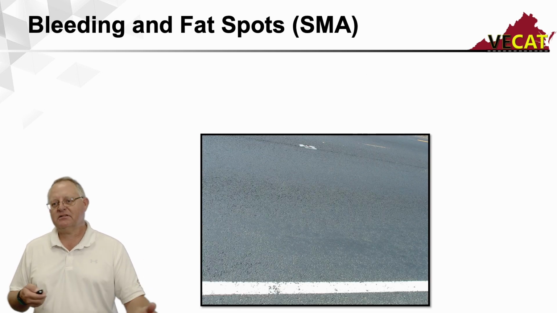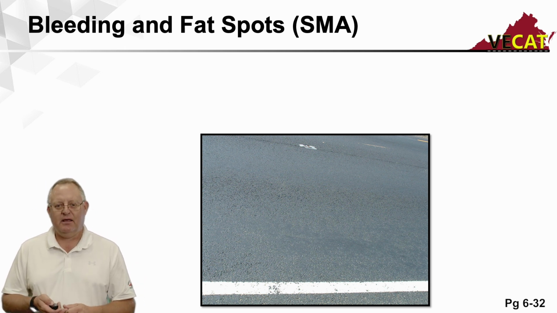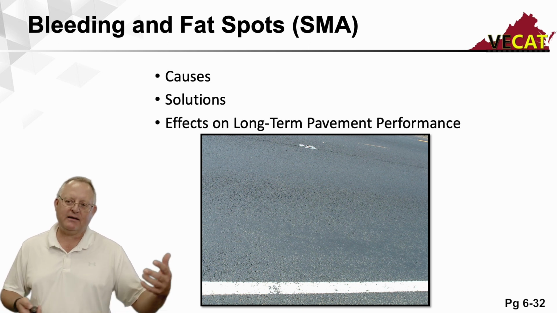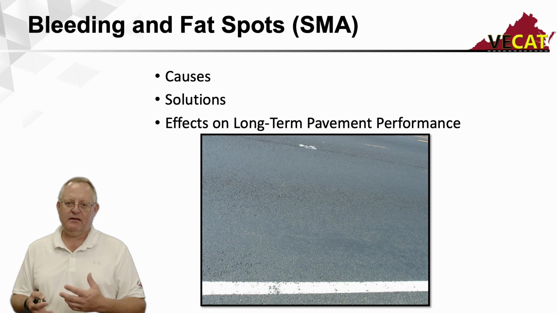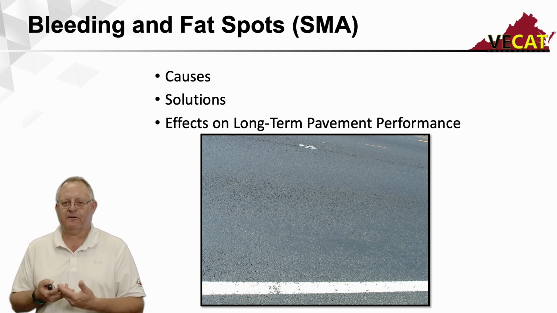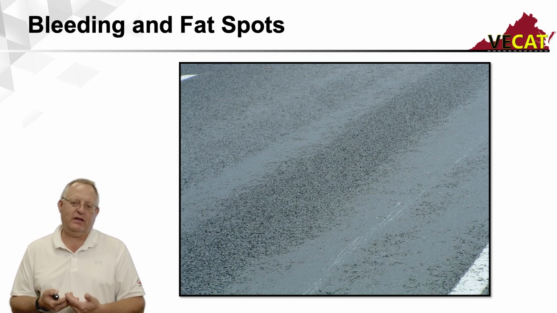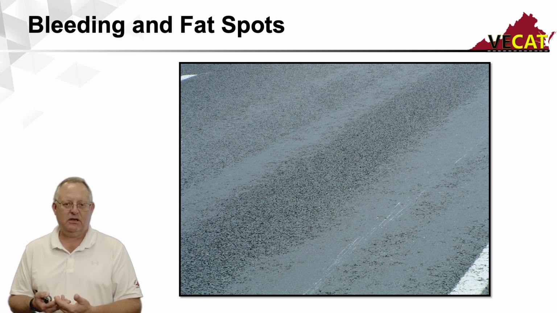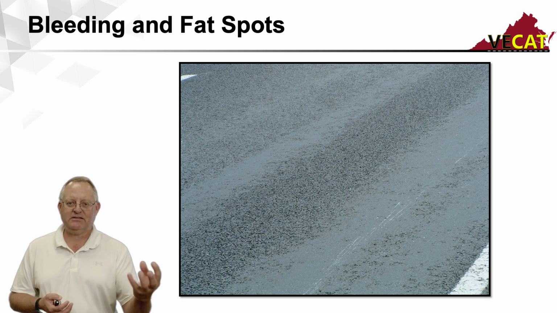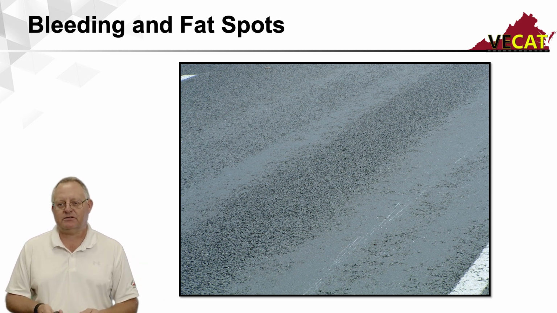Bleeding and fat spots, you see it more so in SMA, but you do see it in some dense graded mixes. But what is it? How do you fix it and what's the impact? Well, bleeding is when the binder comes to the surface. And where you see that is where you don't have proper void space or you have too much binder in the mix. And the repeated truck traffic and car traffic basically just works that mix and migrates all that binder to the surface.